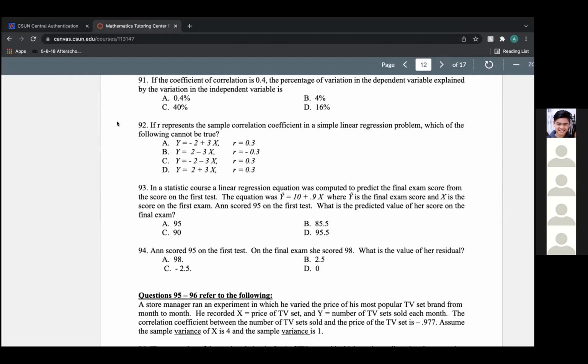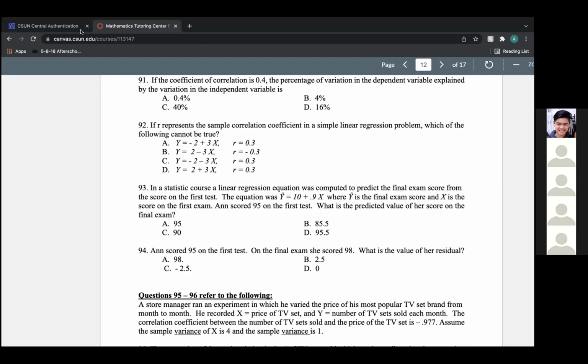92. If r represents the sample correlation coefficient in a simple linear regression problem, which of the following cannot be true? Well, the first one, we have a positive slope, positive correlation. Negative slope, negative correlation. Negative slope, positive correlation. Ooh, gotta be C. That can't be right. We agree?